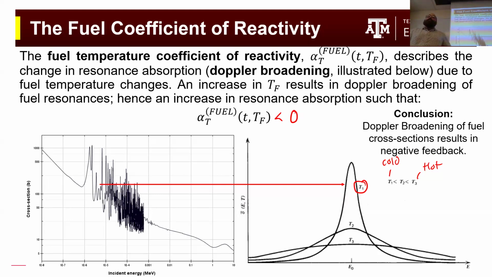It's a good thing that our fuel does this, because it basically means our fuel has its own built-in negative feedback mechanism. If we start to increase our temperature, these resonances broaden, that results in neutrons being parasitically captured, and that results in ultimately a negative feedback effect. So that's a review and revision of the Doppler broadening phenomenon and connecting it to how it affects reactivity, specifically the fuel reactivity coefficient.